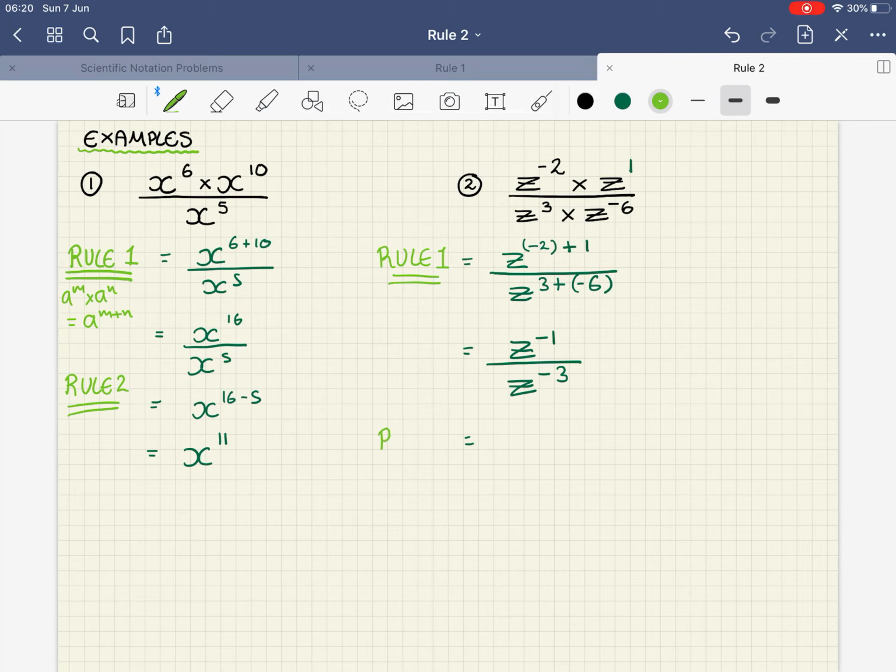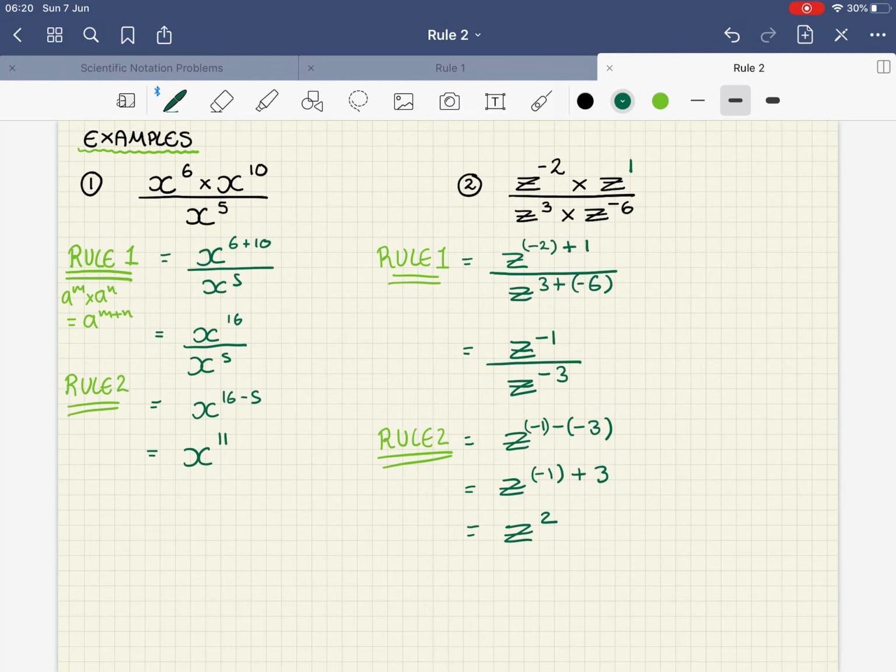And at this point, I can now use my rule 2, where I take away the powers. So I'm going to have negative 1, take away negative 3. So I've got that double negative there. Let's just make that a little neater. Negative 1 plus 3. So it's going to be z to the power of 2.